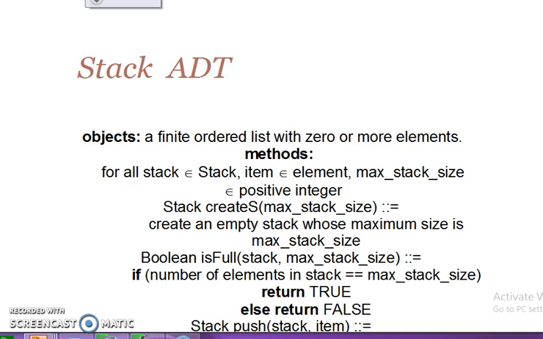Now what is the ADT for stack? Objects: a finite ordered list with 0 or more elements. Methods: for stack we have different methods like push, pop, etc. Now for this we first create the stack. For stack creation, if we create a static stack, we have a maximum size of stack. Now this creates an empty stack whose maximum size is max stack size.